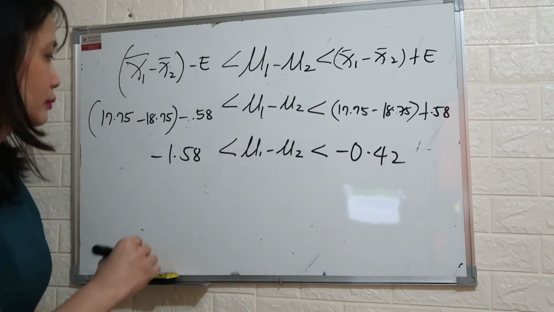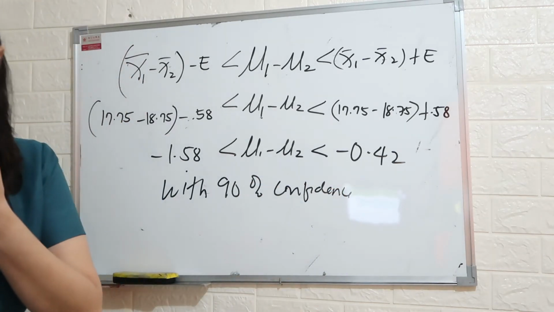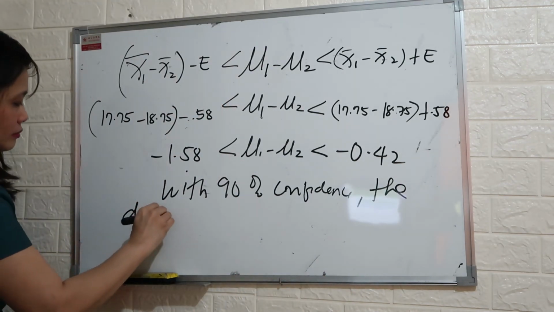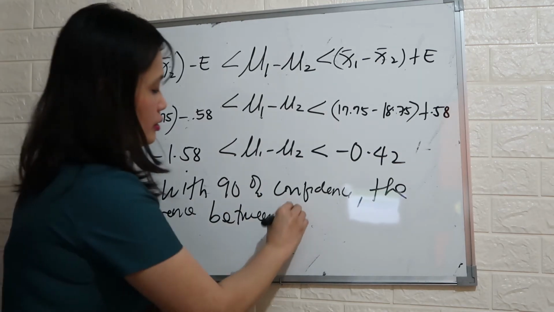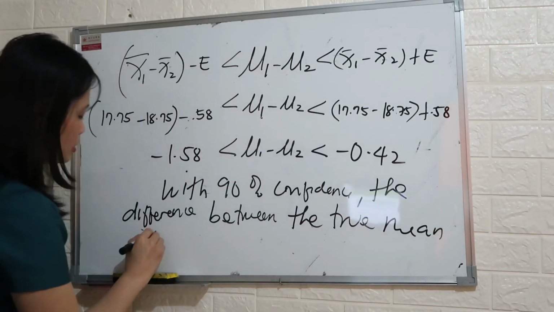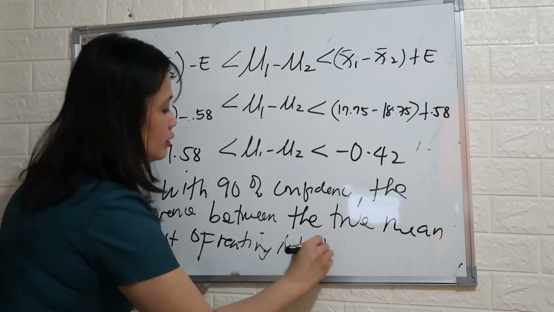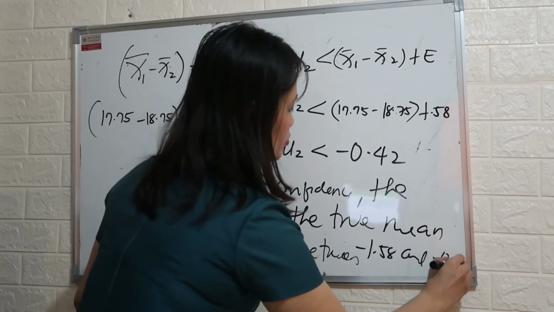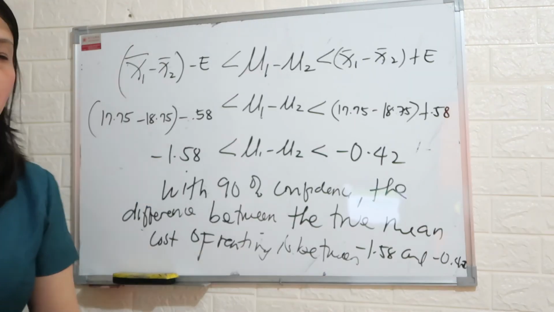With the 90% confidence, the difference between the true mean cost of renting is between what? Between negative 1.58 and negative 0.42. Okay? So negative 1.58 and negative 0.42. So that will be your conclusion.